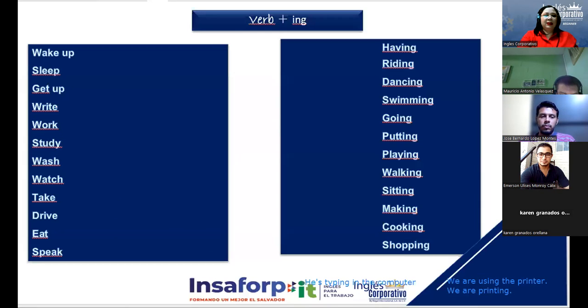Vamos a ver entonces estos verbos. Entremos todos a la pantalla y agarren un verbo y lo escriben ustedes en la forma ing o en la forma base. Vamos, todos entrando a la pantalla y poniendo a la par del verbo la forma ing o a la par de la ing la forma base del verbo. Vamos.